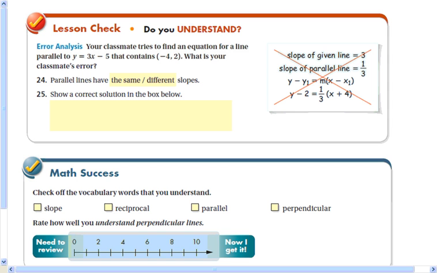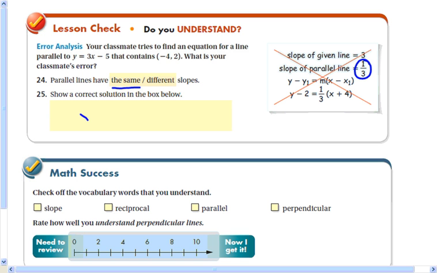All right, lesson check. Your classmate tries to find an equation for a line parallel to y equals 3x minus 5 that contains (-4, 2). What is your classmate's error? Well, if the line is parallel, it has the same slope. And it looks like our classmate thinks that the slope of a parallel line needs to be the reciprocal of the slope of the given line, but that's wrong. So that number right there should be 3.